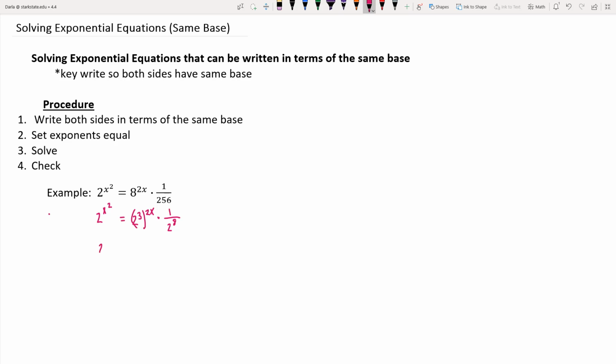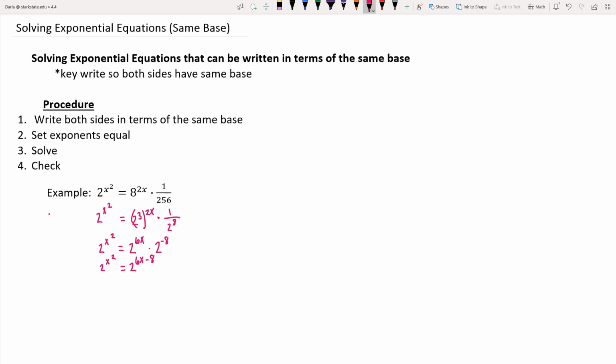So this is 2 to the x squared equals 2 to the, raise a power to a power you multiply, so you get 6x, times 2 to the negative 8. And the reason it becomes negative 8 is you do the reciprocal of 1/2, which is just 2. So 2 raised to the negative 8 power. Then we are multiplying like bases together, so we can add the exponents together. So we keep the base and we add the exponents, so it's 6x plus a negative 8, so 6x minus 8.